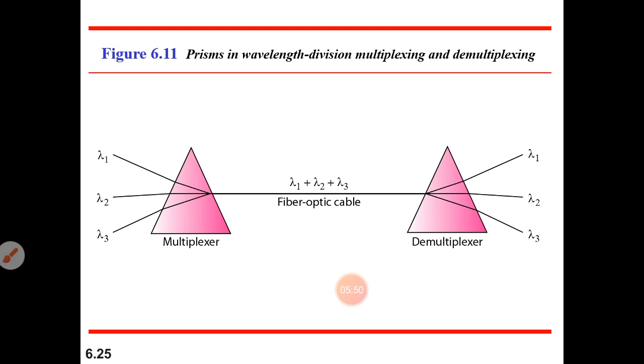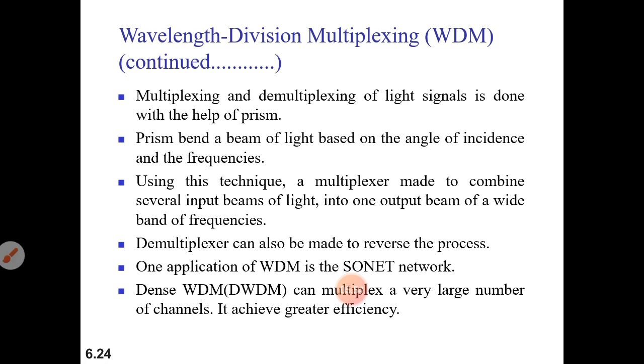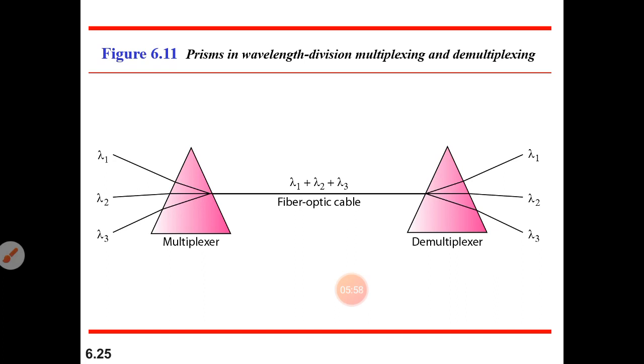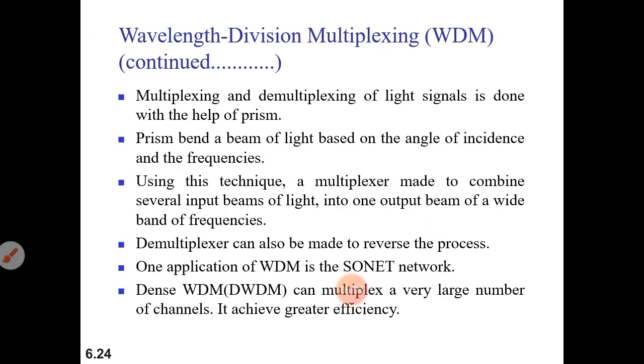The second point is the demultiplexer, which can do the reverse procedure, meaning it separates the signal into its respective wavelengths or frequencies. One application of wavelength division multiplexing is the SONET network.